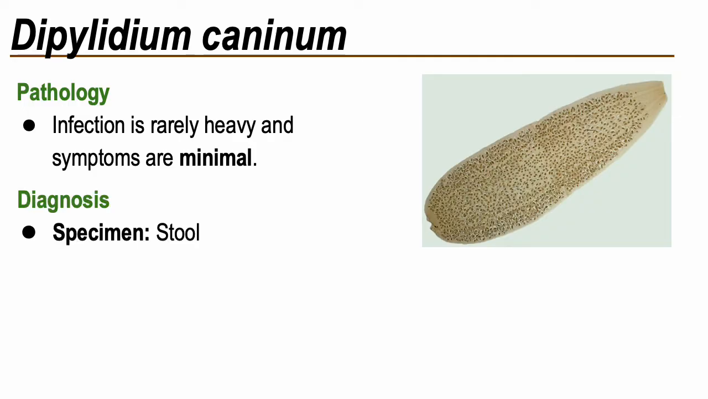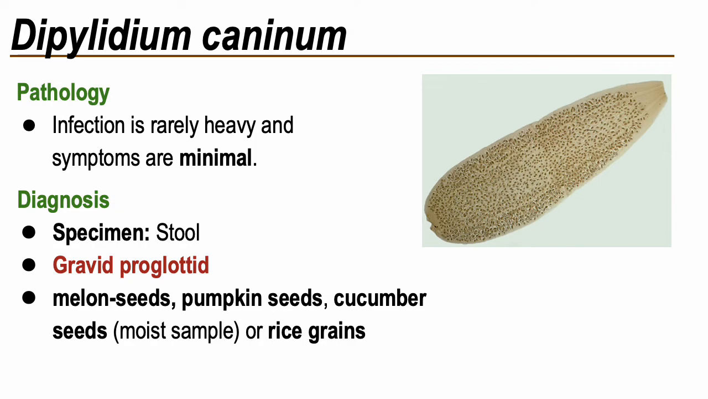For the diagnosis, the specimen of choice is stool, and the gravid proglottid can be examined macroscopically for the presence of capsules. These may appear as melon seeds, pumpkin seeds, cucumber seeds for a moist sample, or even rice grains. Treatment for this parasite is praziquantel as well.